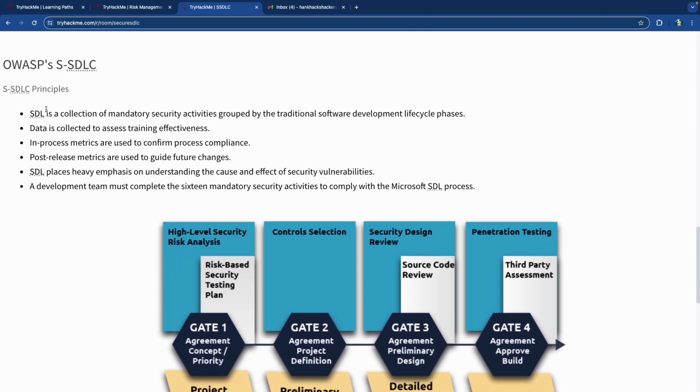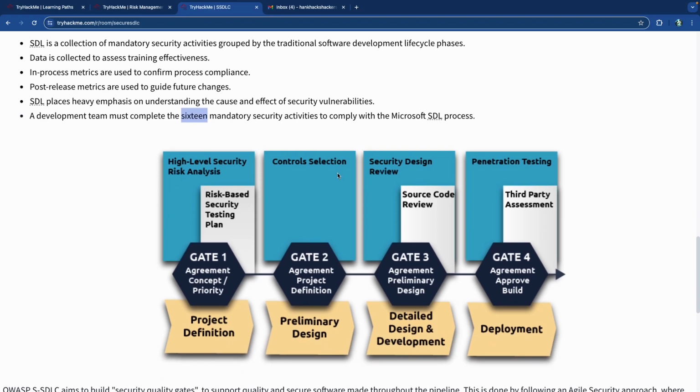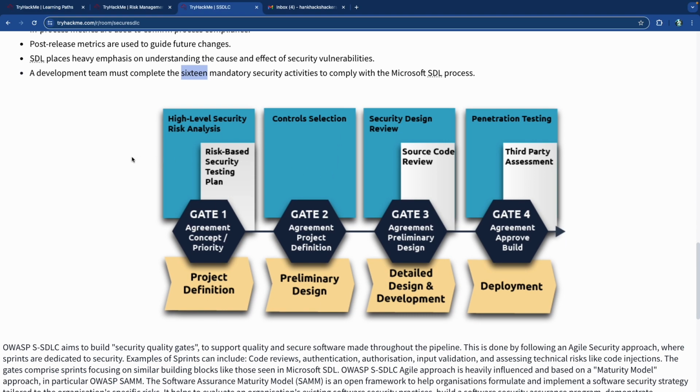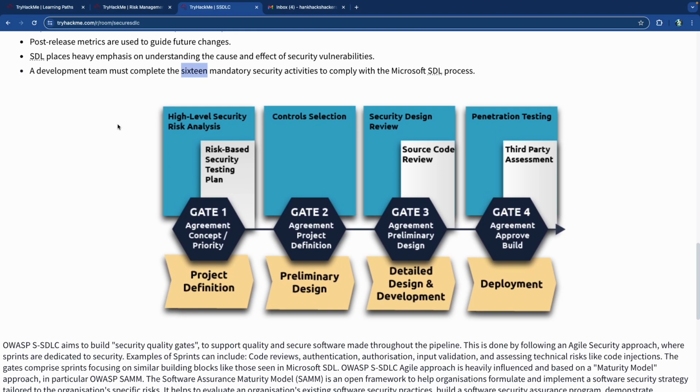Then we have the OWASP's Software Security Development Lifecycle. And it's a collection of mandatory security activities, again, by traditional software development phases. Data is collected, in-process metrics are used, post-release metrics are used. They place heavy emphasis on understanding the cause and effect, and a development team must complete the 16 mandatory security activities to comply with the Microsoft SDL process. So that's actually a part of OWASP's process as well.